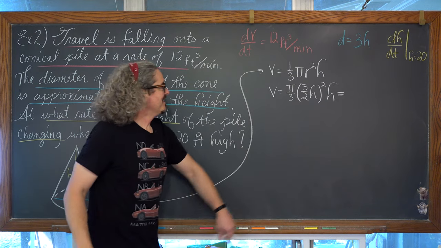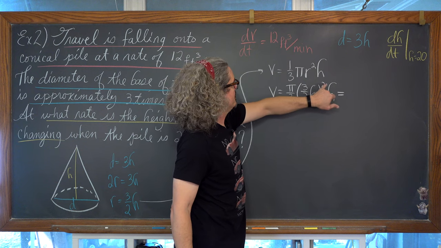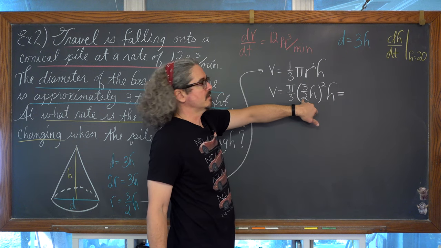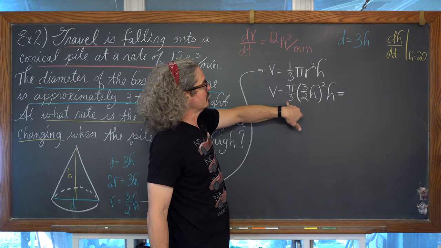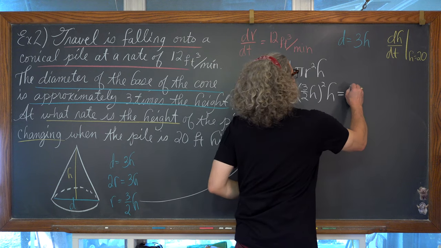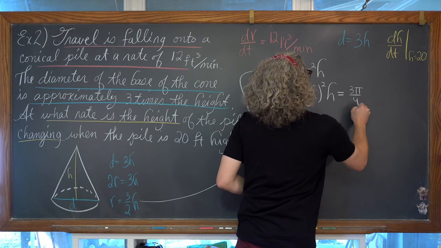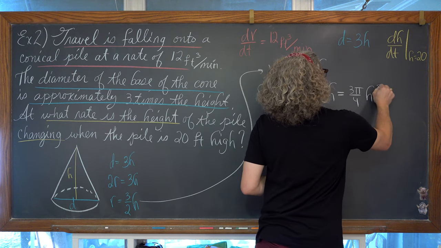Let's try that again. So we're going to move this sideways here, just for space. We have 3 squared over 2 squared. So 9 over 4 times 1/3. Well, that's going to be what? 9 divided by 3 is 3. So we have 3 pi over 4. H squared times H is going to be H cubed.